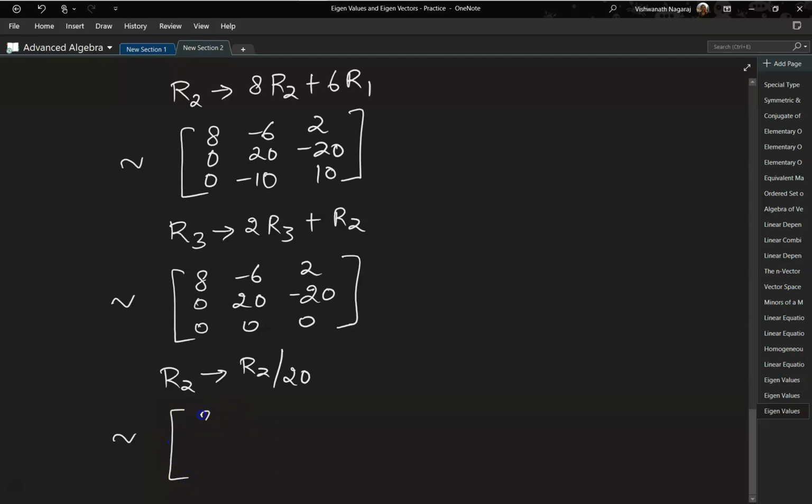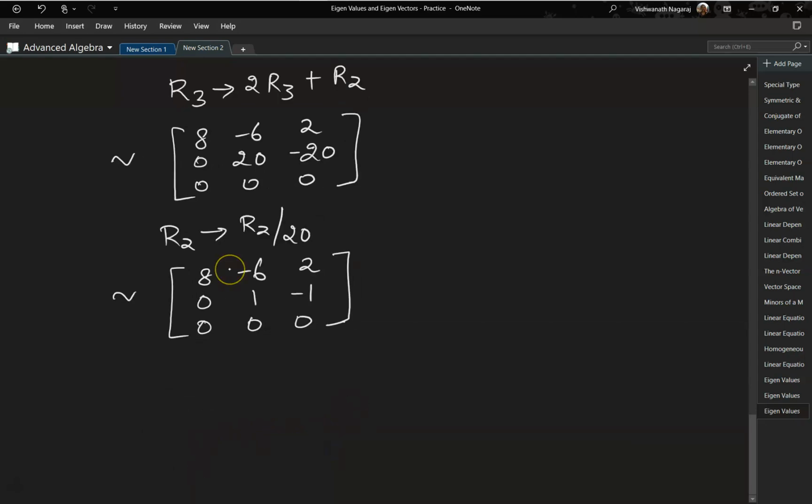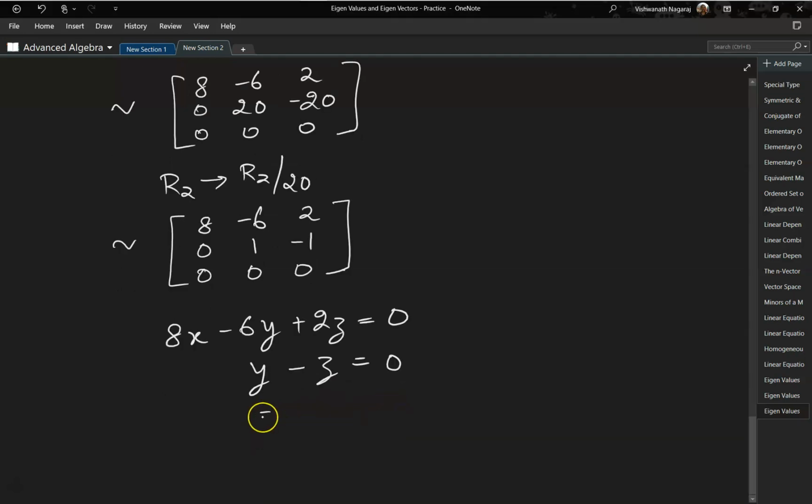So we get 8, minus 6, 2, 0, 1, minus 1, 0, 0, 0. Okay. So now what do we do? Let's convert this back to the equation forms. 8x minus 6y plus 2z is equal to 0. y minus z is equal to 0. And this can be written as y is equal to z.